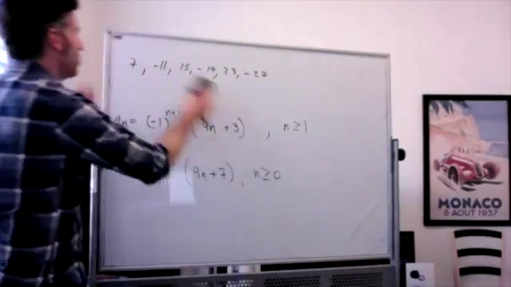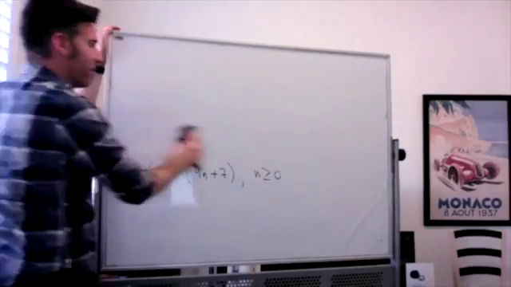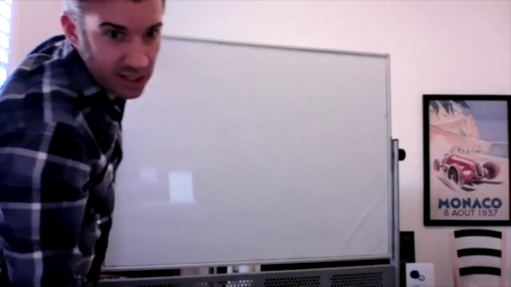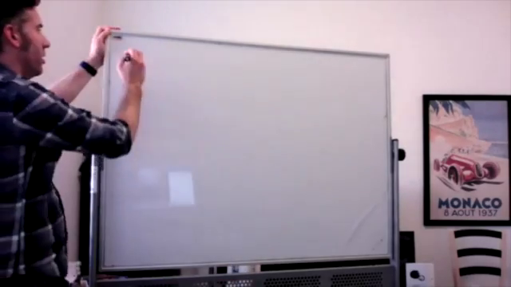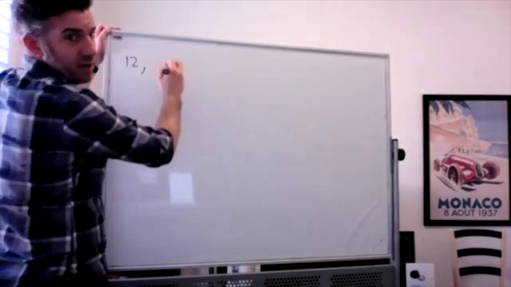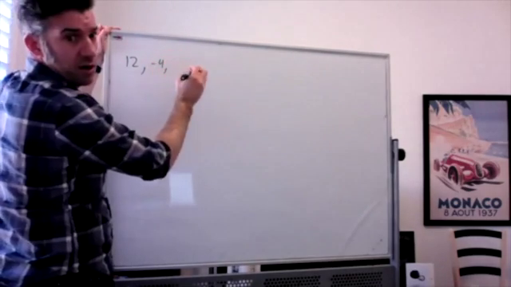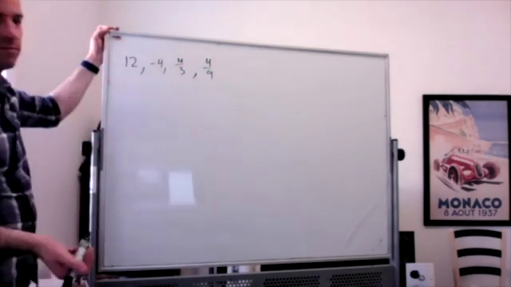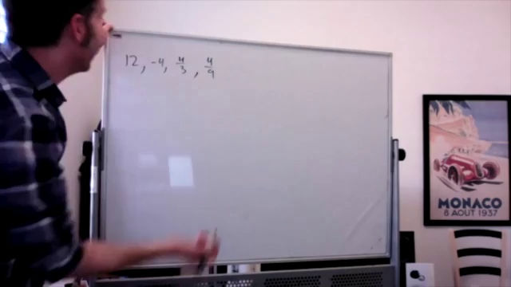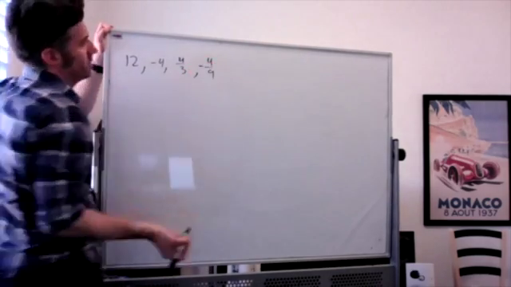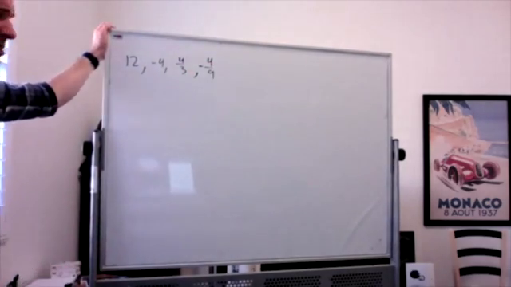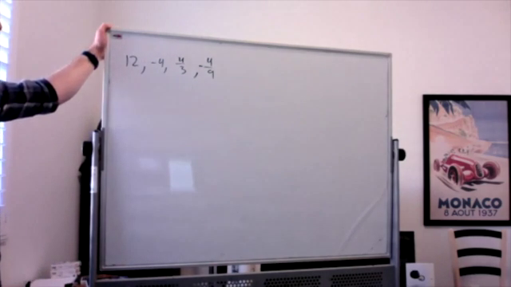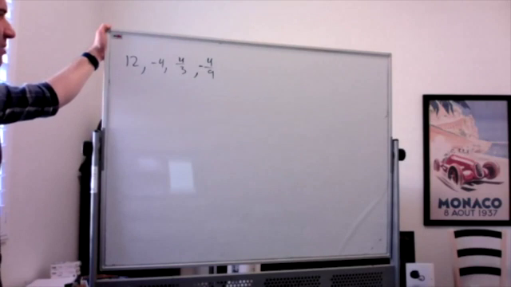There are typically 2 other types of ways of increasing that show up, I think, on occasion. So let's look at this next one. There's also that 12, -4, 4/3, -4/9. This one does not look super obvious to me.